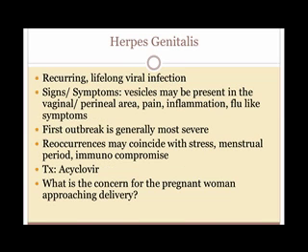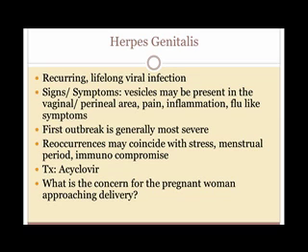Herpes is a recurring, lifelong viral infection. So this is not a bacterial infection that can be cured with antibiotics. This is a lifelong viral infection. There are two strains or types of HSV, which stands for herpes simplex virus. They are HSV1 and HSV2. HSV2 is responsible for most cases of genital herpes. This can be spread through oral, anal, or vaginal intercourse.